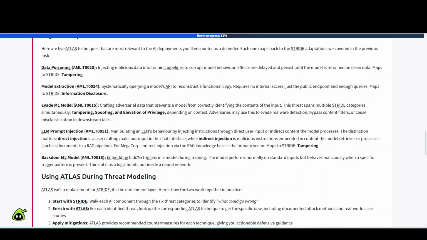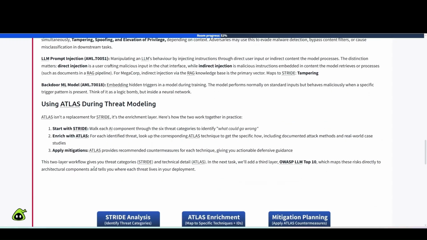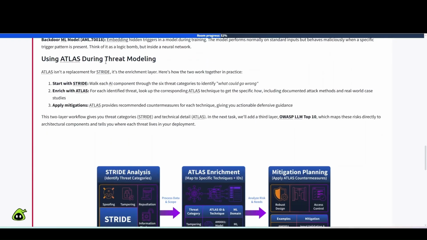Backdoor ML, AML.T0018, embedding hidden triggers in a model during training. The model performs normally on standard inputs, but behaves maliciously when a specific trigger pattern is present. Think of it as a logic bomb, but inside a neural network. Using Atlas during threat modeling.